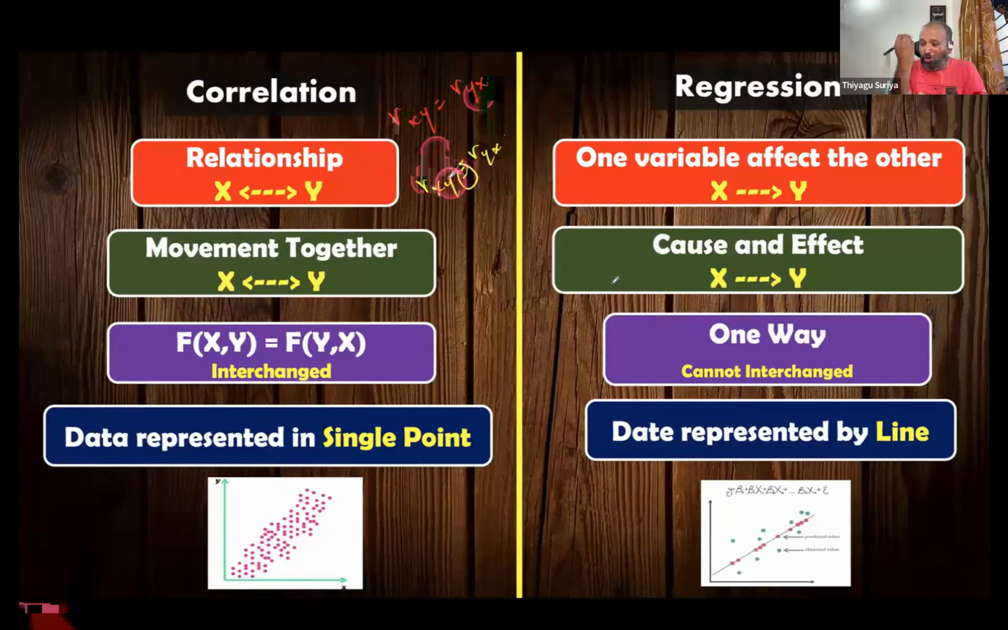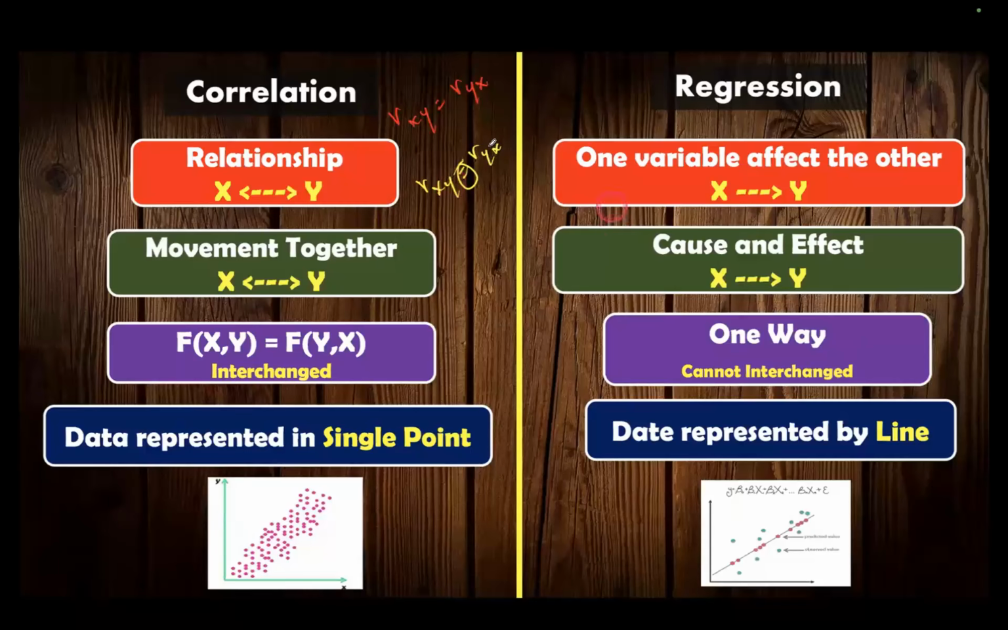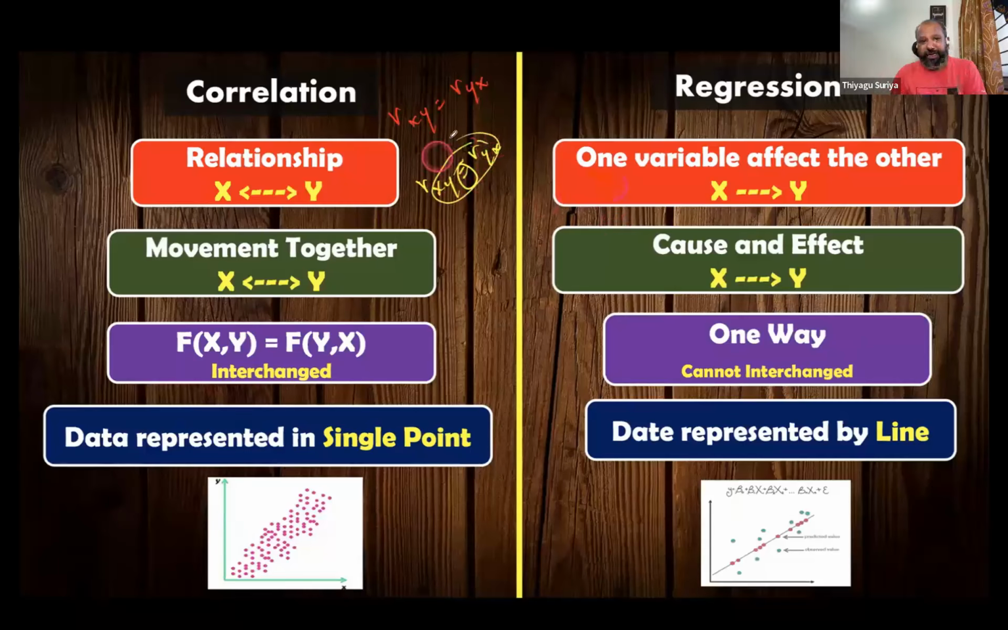Anyone respond? When you do the correlation with two variables, X is the first variable, Y is the second variable. Instead of keeping Y as the first variable and X as the second variable, will the values be the same or not? Same. Yes, this is the way correlation differs from regression. So the interchange property is possible in the case of correlation, right? X tends to Y or Y tends to X, so the relationship you can find from this.